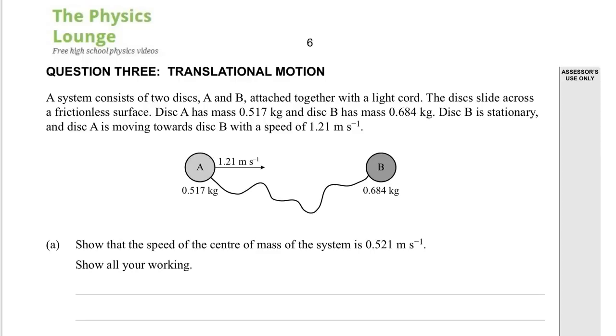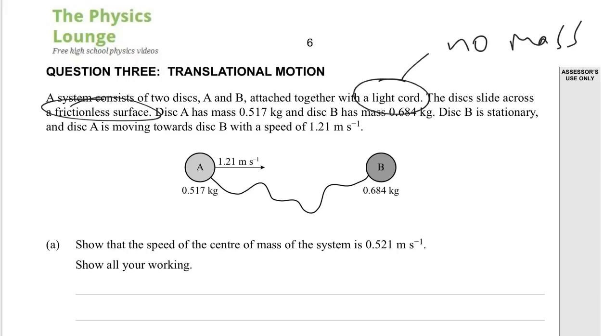2014 Mechanics Level 3 paper, question number 3, and we're looking at translational motion. We've got a system with two discs, A and B, attached together with a light cord. The light cord part just means that there's no mass of the cord. The discs slide across a frictionless surface. We don't have to worry about friction. Disc A has a mass of 0.517 kilograms, disc B a mass of 0.684 kilograms.